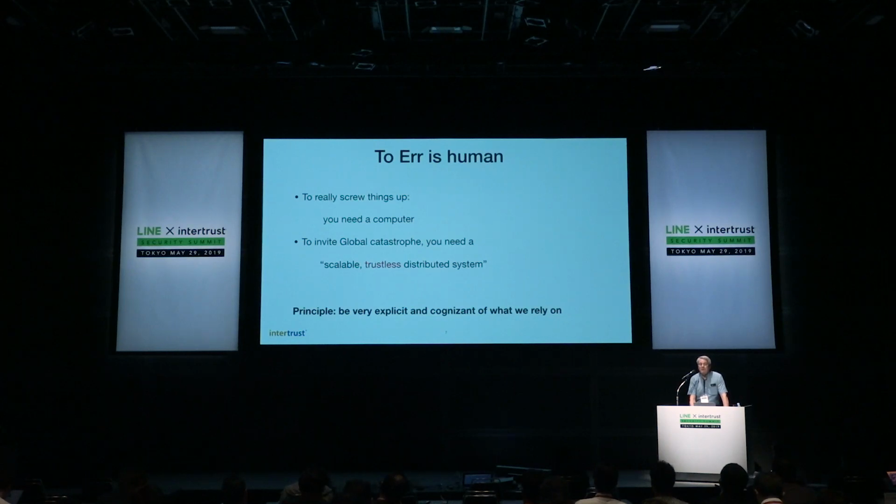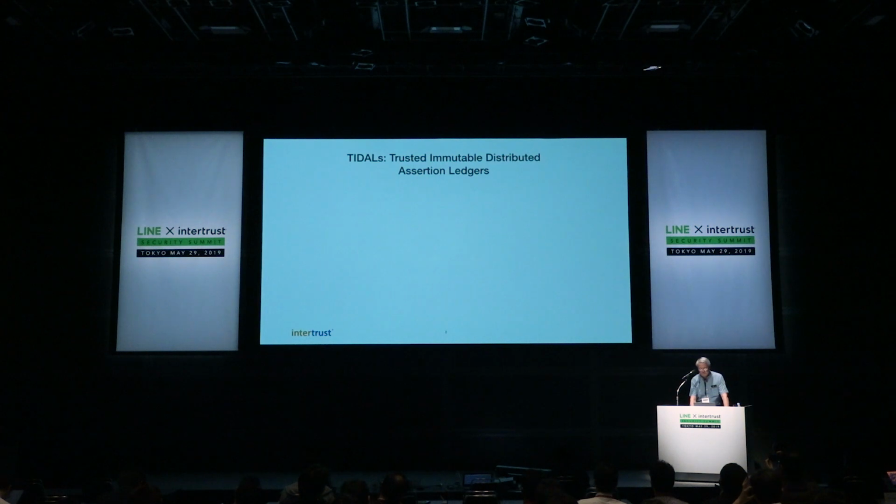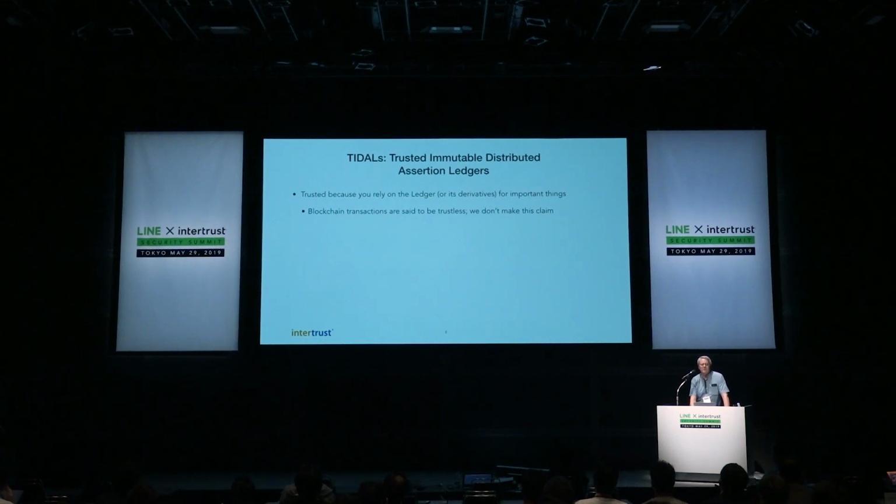So the admonition here is to be very explicit and cognizant of what we rely on. That is, what is it we trust when we introduce a new system? So we've put together something we call trusted, immutable, distributed assertion electors, or TIDAEs. They're trusted, not trustless. These are essentially blockchain structures that you're going to be trusting because you rely on the ledger for important things.